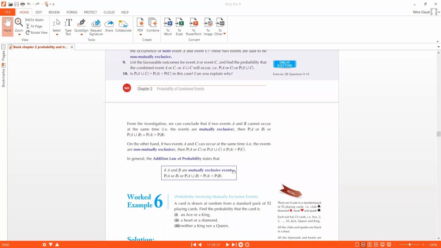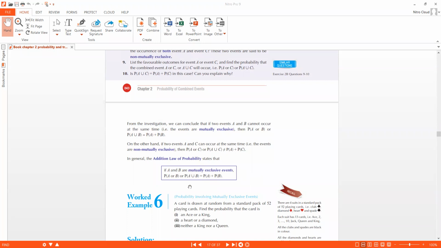For mutually exclusive events, probability of A union B is equal to probability of A plus probability of B. The concept will remain the same: nothing is common in between them. If A and B are mutually exclusive events, then probability of A union B will be probability of A plus probability of B.